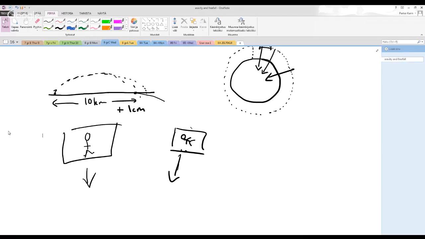Last summer I went to an iFly in Canada. It's like a free fall simulator, and the feeling in the free fall simulator wasn't as bad as being on some roller coasters.